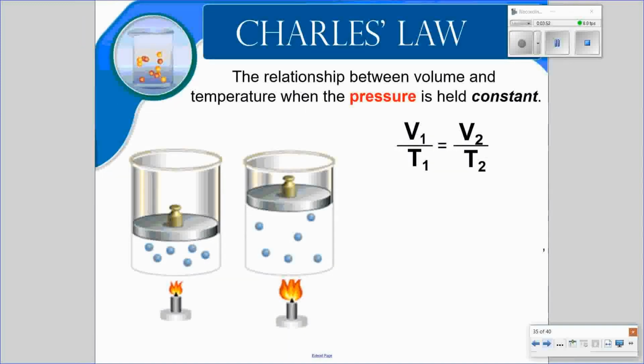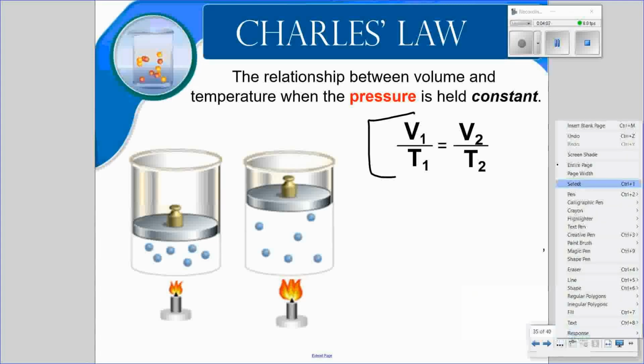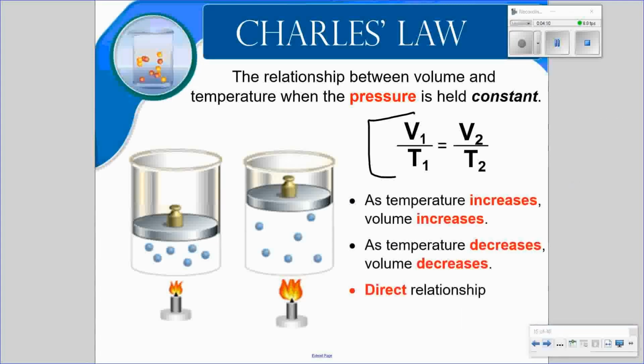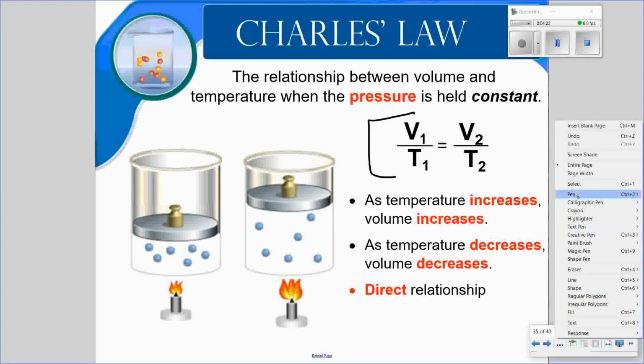The next law is Charles's law. Charles's law is the relationship between volume and temperature when your pressure is held constant. So in this case, we're going to be using the equation V1 over T1 equals V2 over T2. Charles's law states that as temperature increases, volume also increases, and as temperature decreases, volume decreases, which means that this is now a direct relationship.